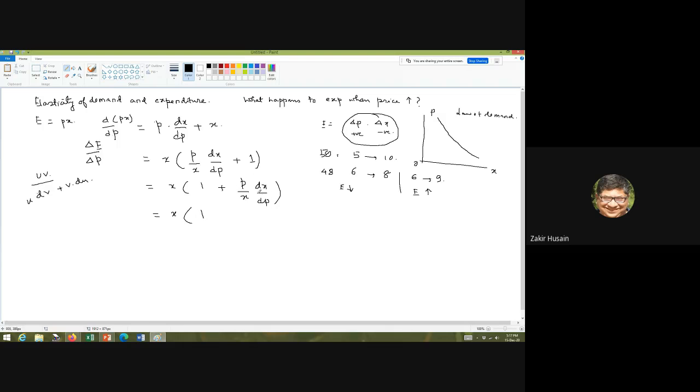Does this look familiar? Elasticity, the mod value of demand elasticity. I can write it in this way. And remember that elasticity can be greater than 1, equal to 1, or less than 1. If elasticity is greater than 1, then x is always positive and the bracket will be negative. So what does this mean? Total expenditure is inversely related with price. If price rises, total expenditure will decrease.